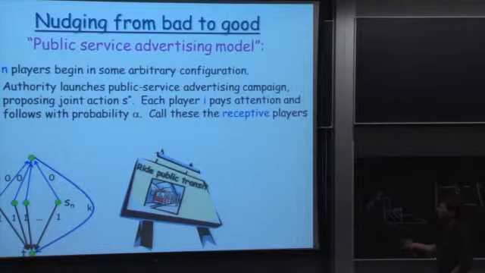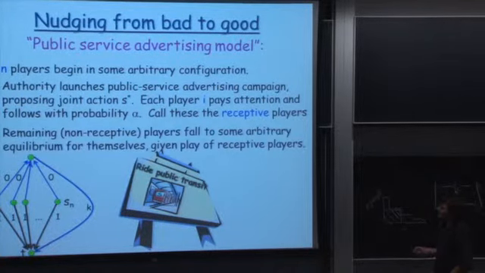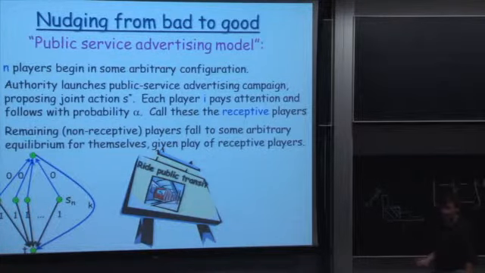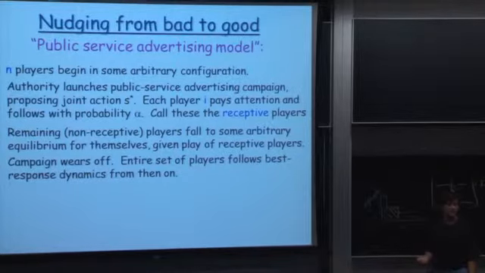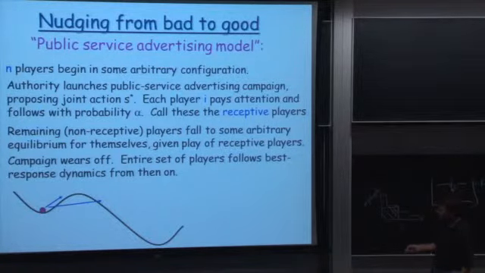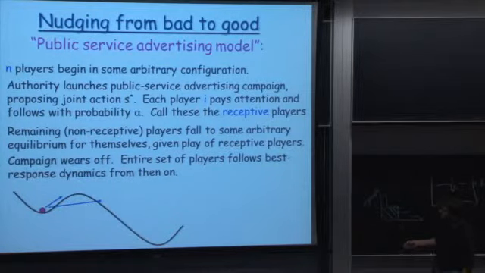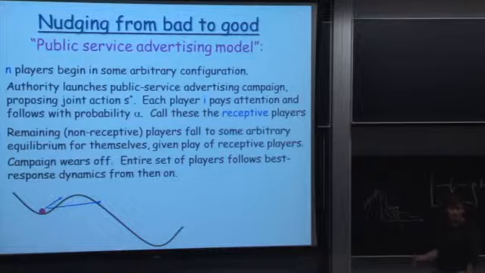When they see these ads, they say, oh, yeah, I guess you're right. Some small random fraction of people do that, and they do it for a while. The remaining players just fall to an arbitrary equilibrium, or maybe they just do best response for a while. And then at some point the campaign wears off and people say, I don't want to be a patsy, and from there they all follow best response dynamics. And the question is, if you're stuck in some local optimum, is this small fraction of people temporarily paying attention enough to move you over the hump, so that from then on best response dynamics can get you down to a good state?